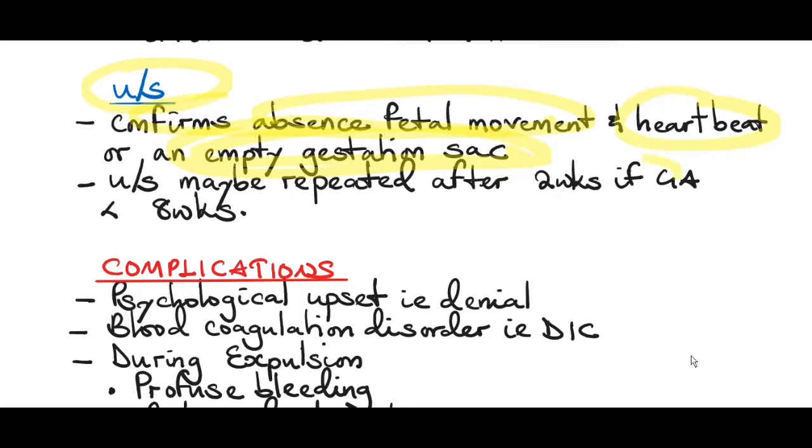An ultrasound confirms no fetal movement and no heartbeat, or an empty gestational sac without an embryo. However, if the gestational age is less than 8 weeks, you should repeat the ultrasound after 2 weeks before you make a diagnosis of a missed miscarriage. Because before 8 weeks gestational age, there's not much development, so you might make a mistaken diagnosis of a missed miscarriage.